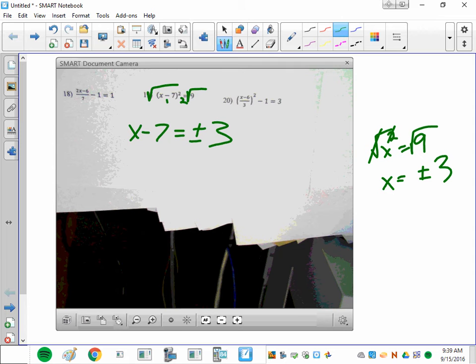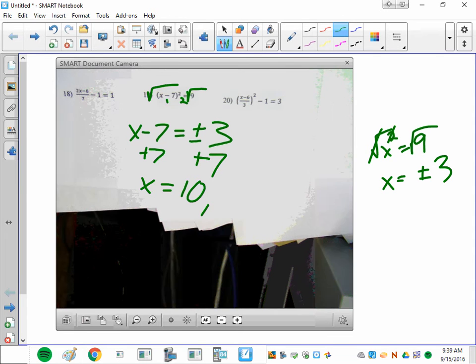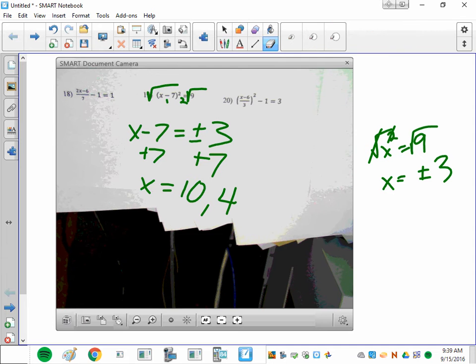And then I need to add 7. What is plus or minus 3 plus 7? Don't say plus or minus 10. It doesn't work that way. So it's +3 plus 7 or -3 plus 7. So 3 plus 7 would be 10. So x equals 10. But what is -3 plus 7? 4. And both of those are correct answers.